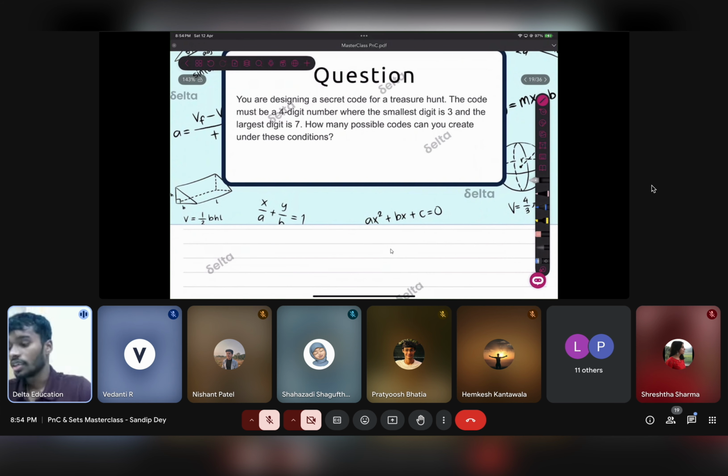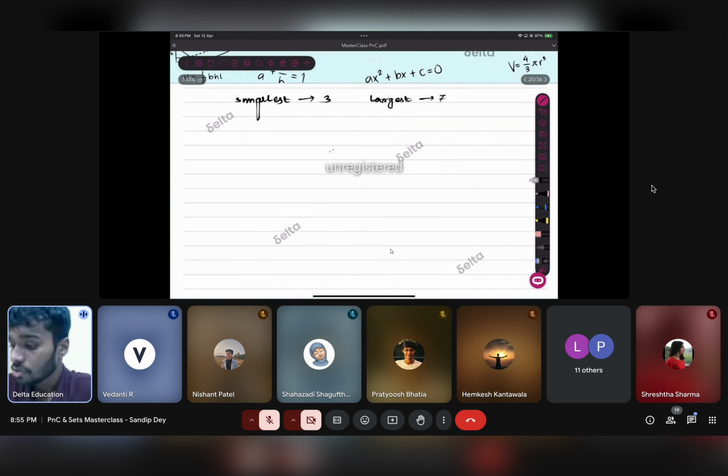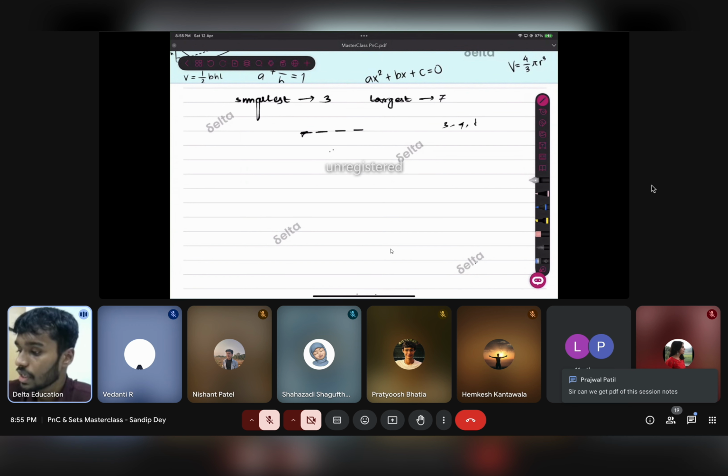What it is saying is that you are designing a secret code for a treasure hunt. The code must be a 4-digit number, where the smallest digit is 3 and the largest digit is 7. How many possible codes can you create under these conditions? So your smallest is 3 and largest is 7, right? And you have to create a 4-digit number. So there are 4 places you have to fill. So what are the digits you can use? You can use 3, 4, 5, 6, 7.